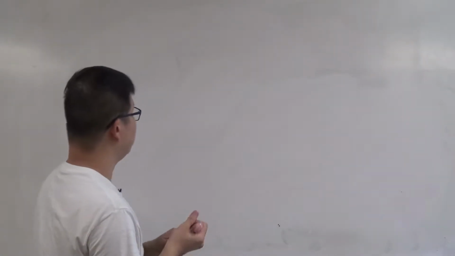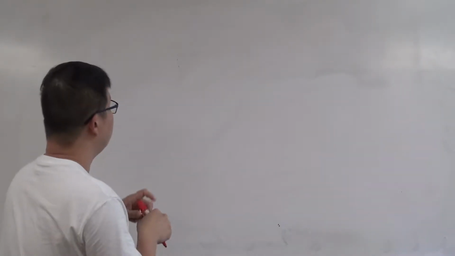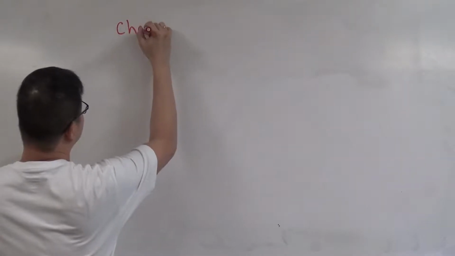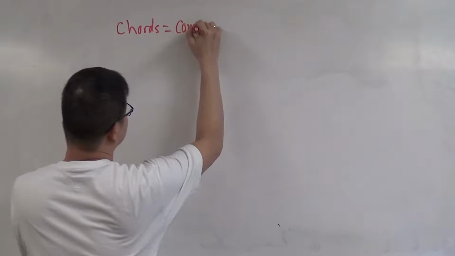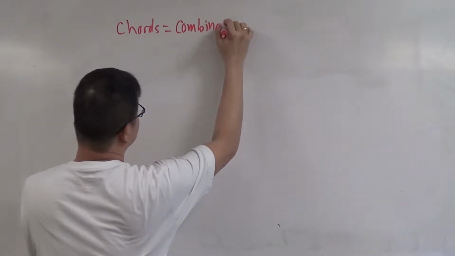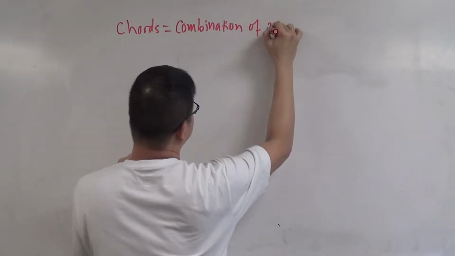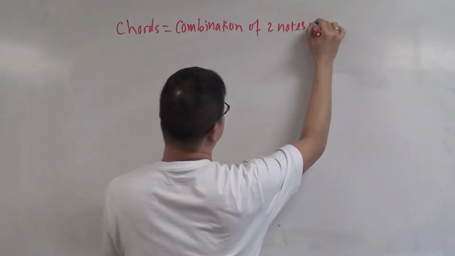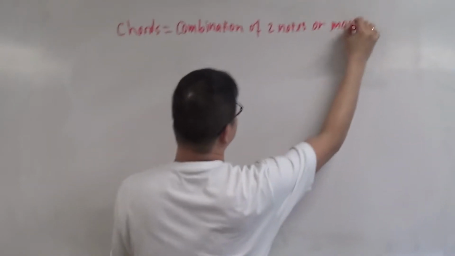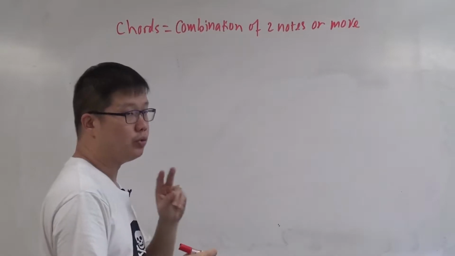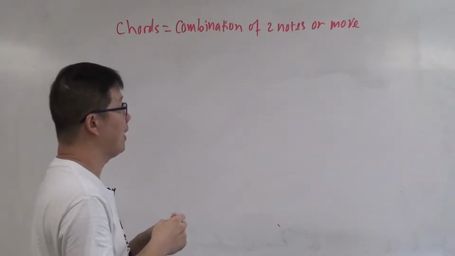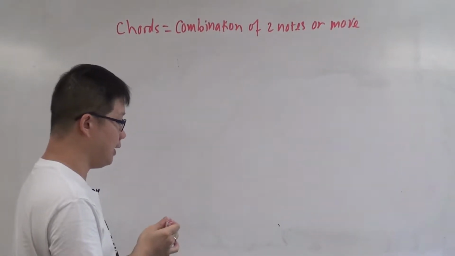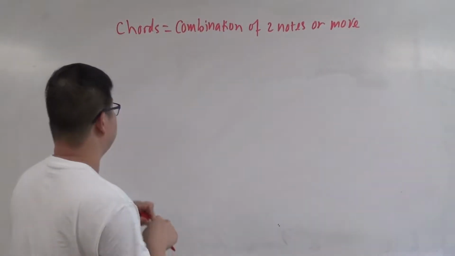Now we want to talk about chords. So what are chords? Chords are basically a combination of 2 notes or more. So in order for you to build a chord, you need at least 2 notes. Can you put more than 2 notes? Yes, it is possible.